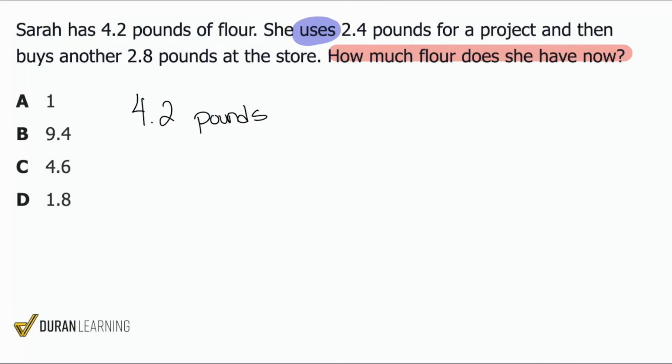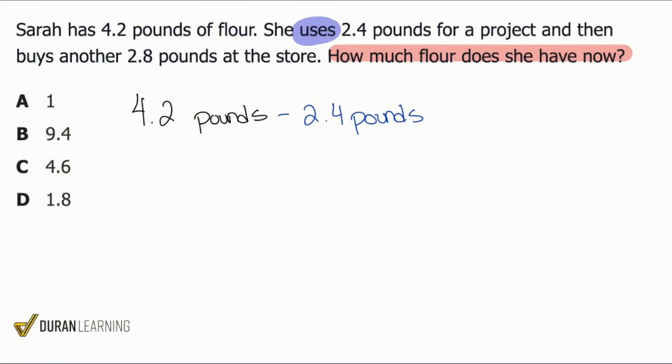Yeah, that's subtracting, because remember, we want to think about this in terms of what we want at the end. If we want to know how much we have at the end, how much we have now, well, if we start from 4.2 and we use some, yeah, we are going to subtract. Absolutely. So that's what I'll do here. I'll subtract because we used 2.4 pounds.